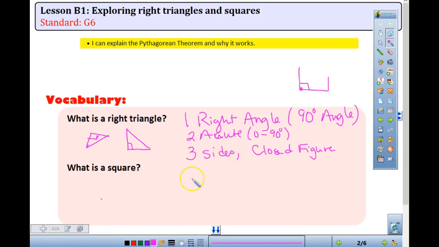And if I'm thinking about my definition of a square, Sadie, what's one thing you know about a square? Has 4 right angles. Also, what else do we know? Besides 4 right angles. Asa, I'm sorry. 4 right angles, what else? I don't know, all equal sides. 4 equal sides, right? Okay.